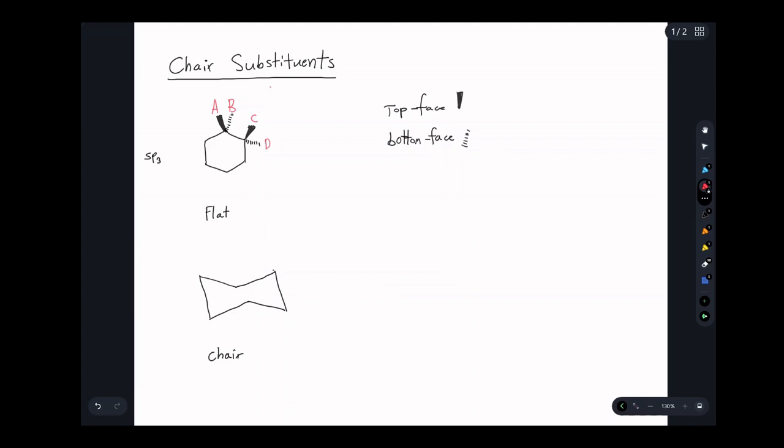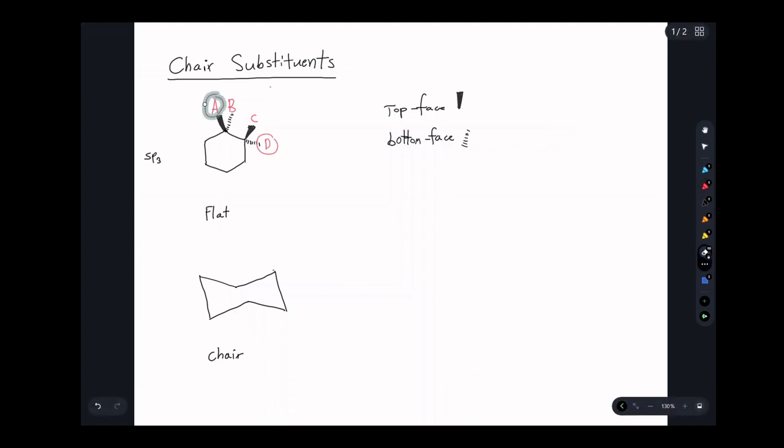Now, there is such a thing as cis and trans when it comes to this on the flat projection. Here we can look at substituents A and C. We see that they're both on wedges, and so we can say that they're cis to each other. However, if we look at A and D, we can see that they're on different faces of the ring, as A is on a wedge and D is on a dash. That means that they're opposite, and we could call that a trans orientation.